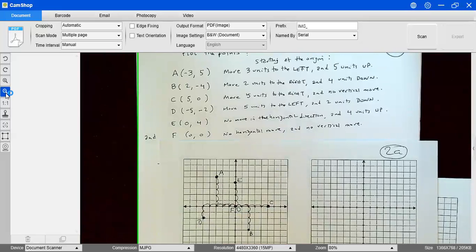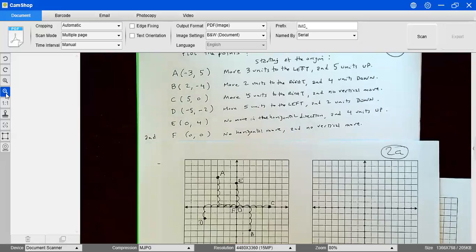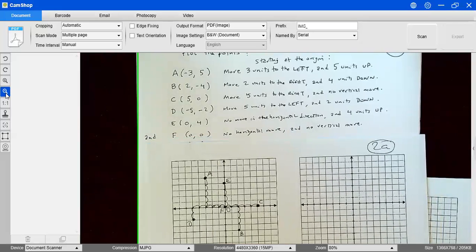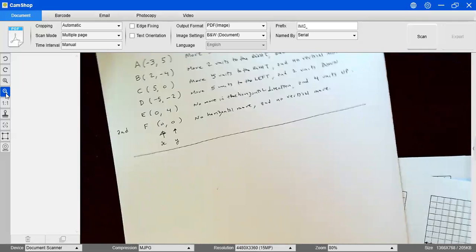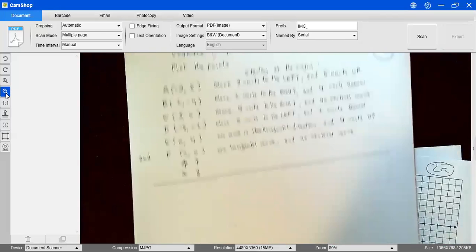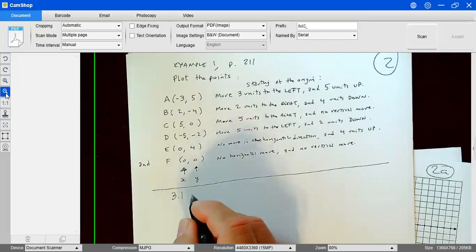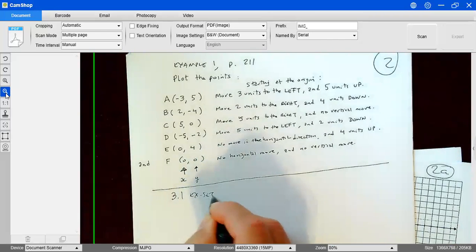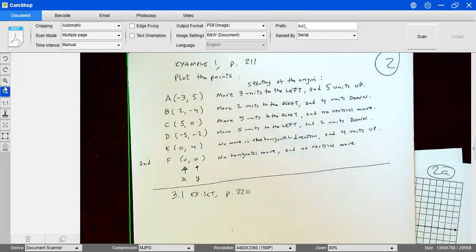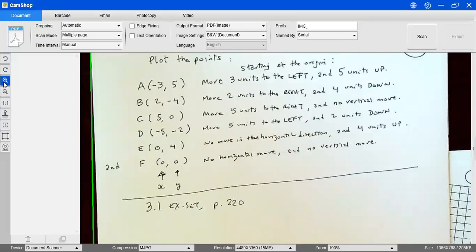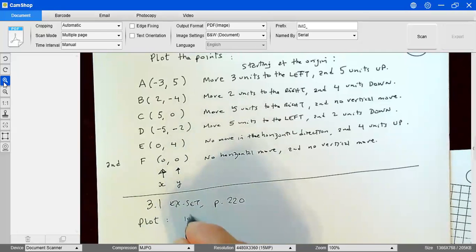So now you're going to work on this. I'm going to give you an assignment. Again, you need your grid paper to take your screenshots and send me your work. So you're going to work now on some problems from the 3.1 exercise set on page 220. What you're going to do now is plot the points that are indicated in problems 10.